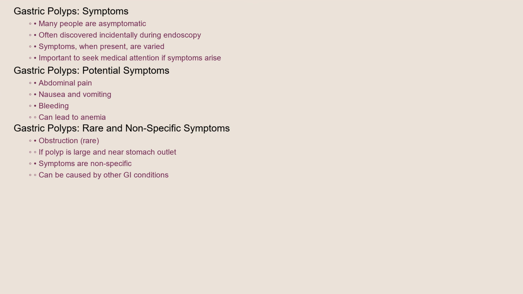So, how do you know if you might have gastric polyps? Well, many people experience no symptoms at all, and the polyps are discovered incidentally during an endoscopy performed for other reasons. However, when symptoms do occur, they can include abdominal pain, nausea, vomiting, bleeding which can lead to anemia, or, in rare cases, obstruction if the polyp is large and located near the stomach outlet. It's important to remember that these symptoms are not specific to gastric polyps and can be caused by other gastrointestinal conditions. But if you experience them, it's important to seek medical attention.